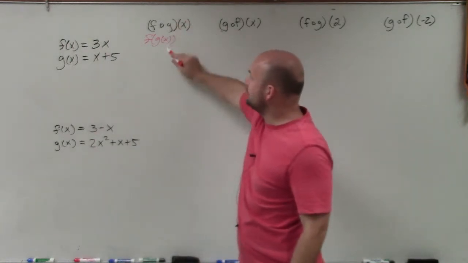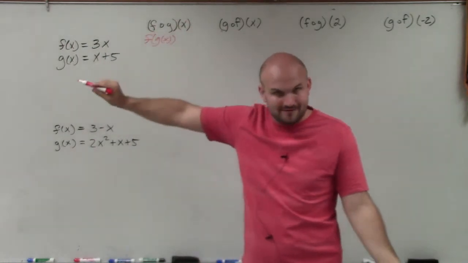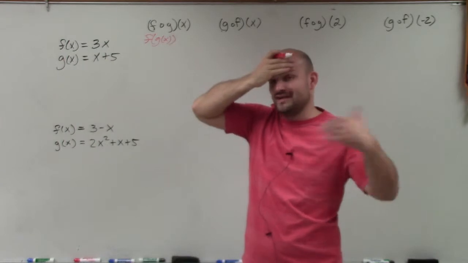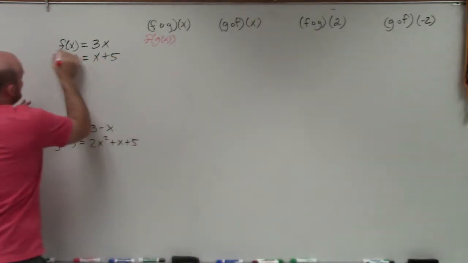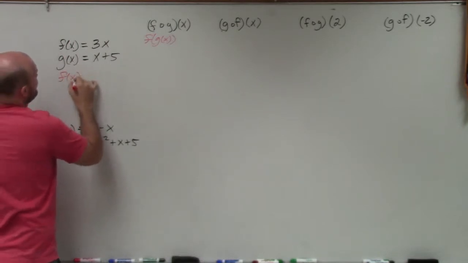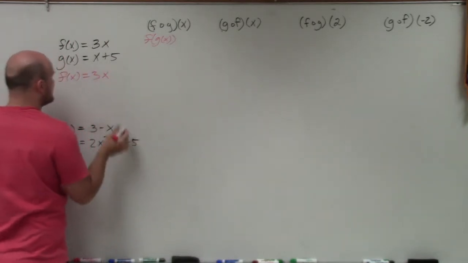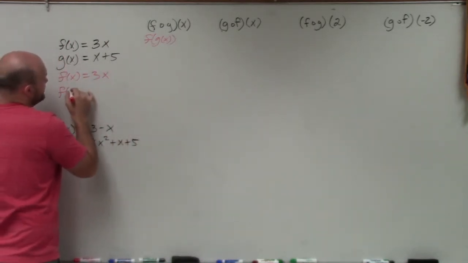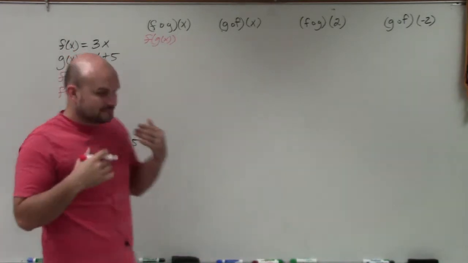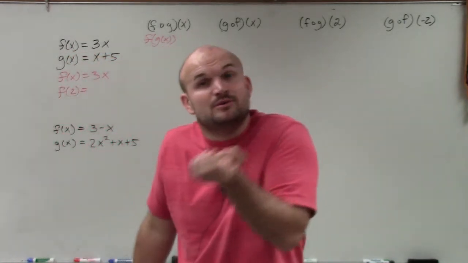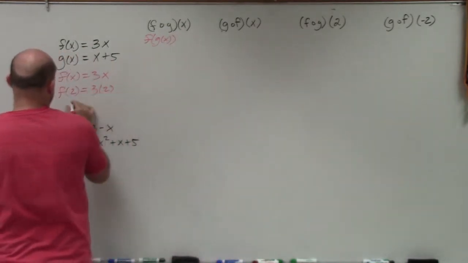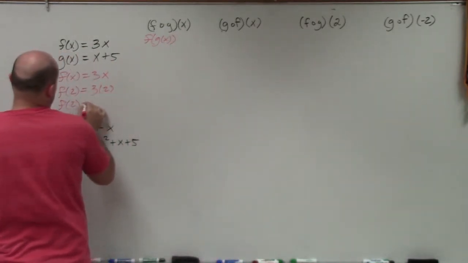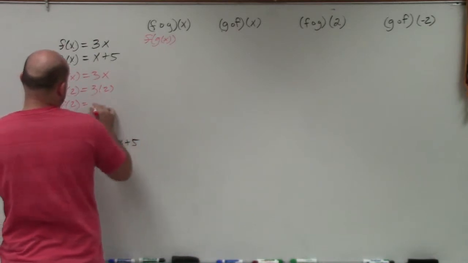I am now going to plug in g of x in for x into the f of x function. And you're like, what does that mean again? So let's go back and look at f of x. If we know f of x equals 3x, and I ask what is f of 2, we plug in 2 for the x. So that would be 3 times 2, and f of 2 is equal to 3 times 2, which is 6.